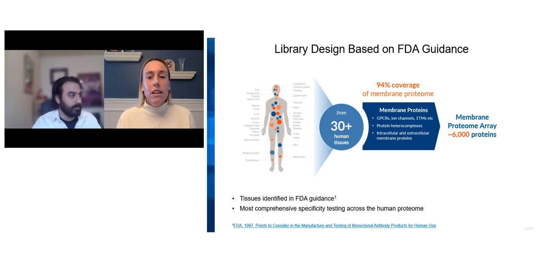One of those is the careful curation of the library. This is the list of proteins that are included in the array. When we designed our MPA library, we actually designed it based on FDA guidance documents. So we looked in the guidance documents and identified the tissues that should be tested in a TCR assay. And then from those tissues, we used RNA sequencing and various online databases to identify precisely what membrane proteins are present or expected to be present in those tissues. So this way, the MPA library is a true reflection of what is to be tested in a TCR assay.